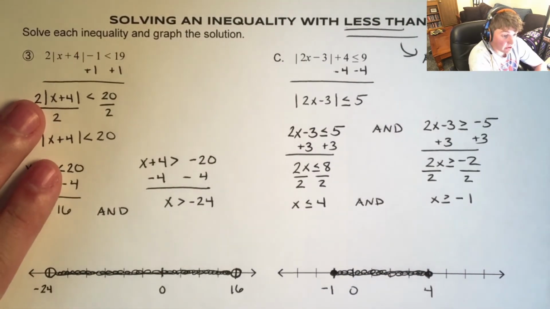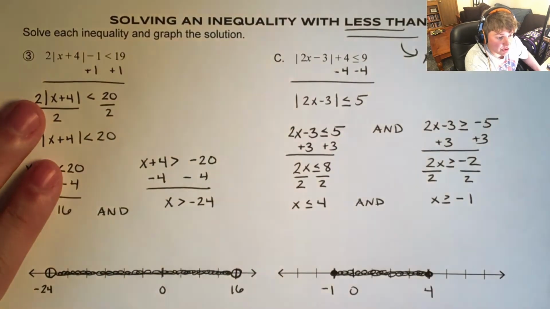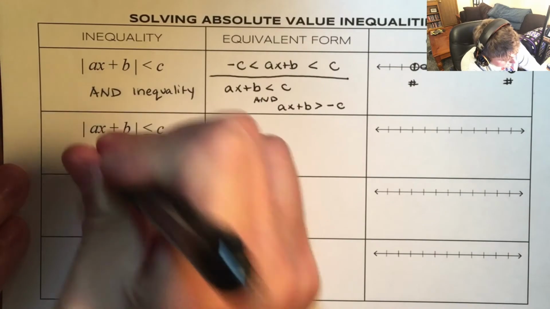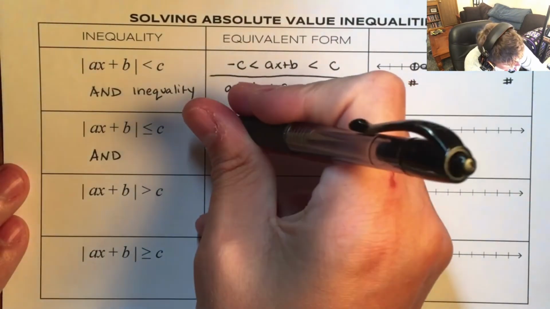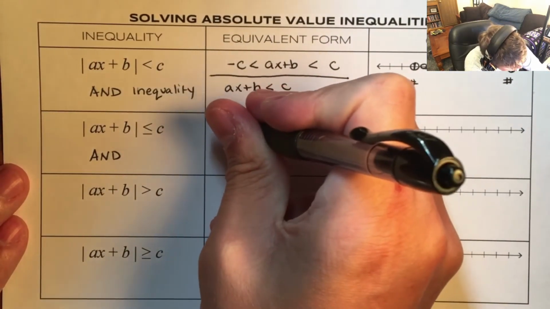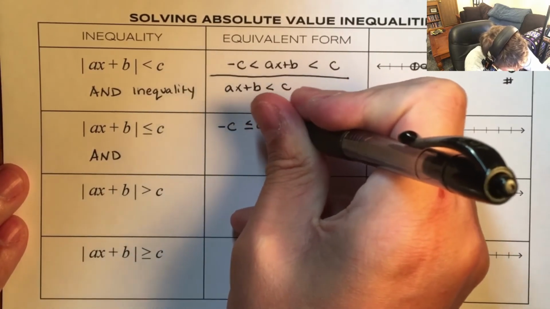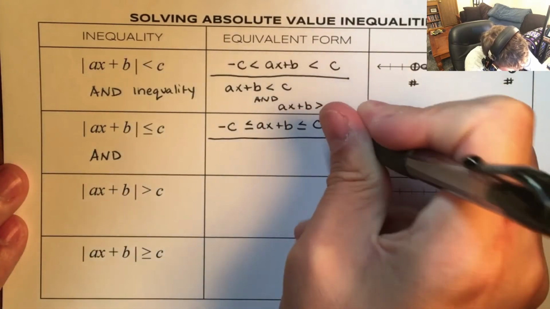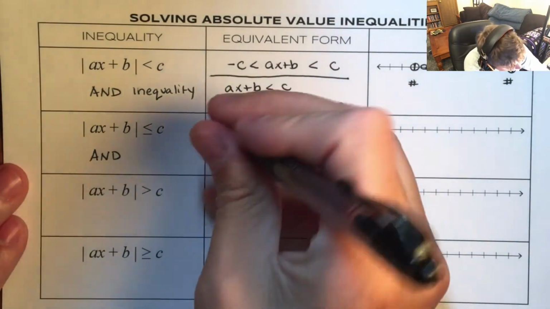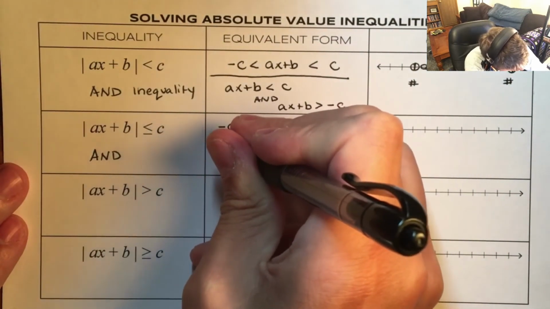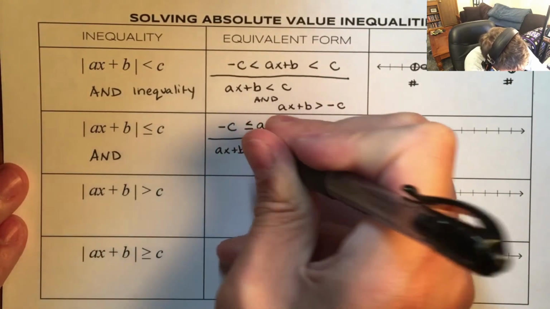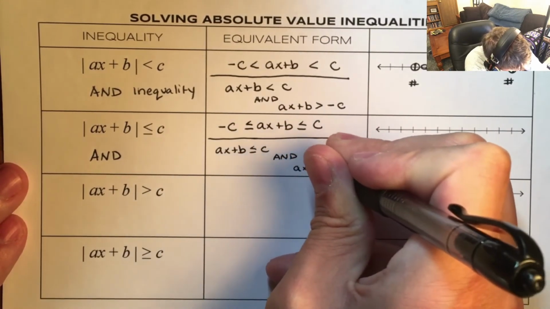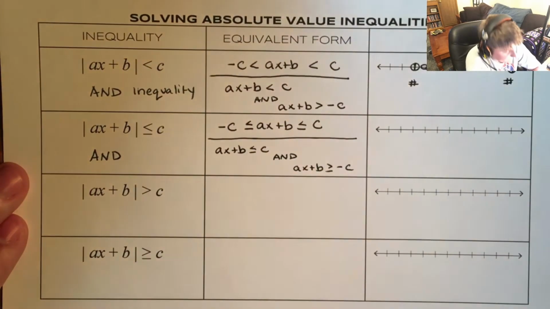So let's go up and fill the table for less than or equal to, because it's basically the same thing. It's also going to be an "and" inequality. We're going to have the opposite of c is less than or equal to ax plus b, which is less than or equal to c, the positive version of c. Or the way that I taught it, ax plus b is less than or equal to c, and ax plus b is greater than or equal to the opposite of c.